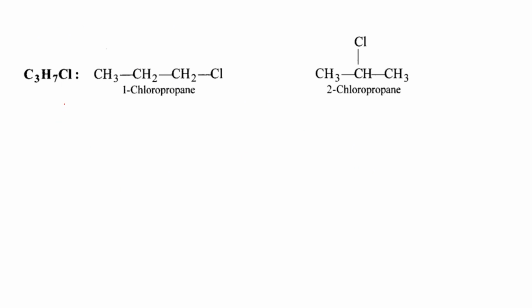Here one more example, chloropropane. This one is 1-chloropropane, and here the position is 2, so 2-chloropropane. So this one is the second position, hence these two are position isomers.